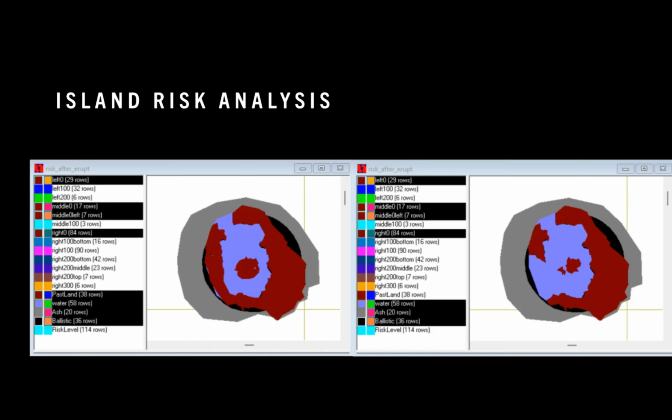For the island risk analysis, we can see the diagrams as laid out in MLPQ. On the left, it has highlighted the past land along with the island before the eruption, and on the right you can see after the eruption. The different colors on this diagram: the brown is the island and the land, the blue is the water risk, the black is the ballistic block risk, and the gray is the ash risk.